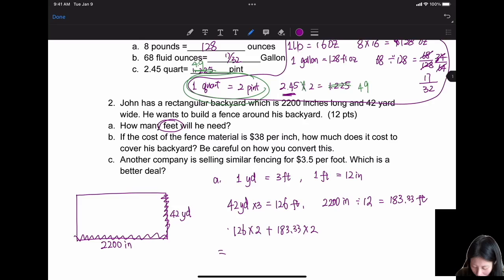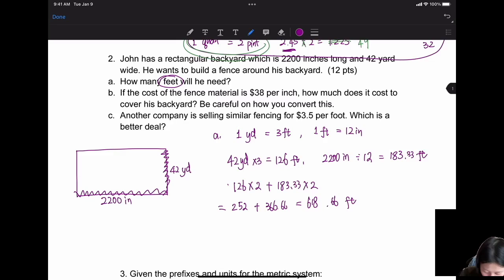So I will have 252 plus 366. So you will need 618.66 feet of material. And then the second question is, if the cost of fence material is 13.8 per inch, how much does it cost to cover the backyard?